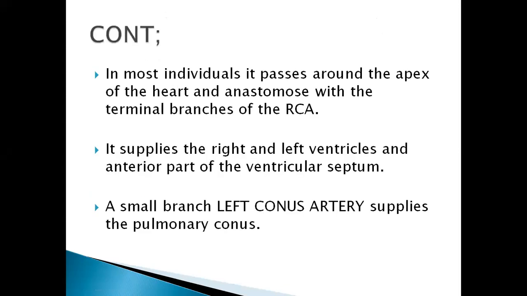In most of the individuals, it passes around the apex of the heart and anastomoses with the terminal branches of the right coronary artery. Let me repeat: in one third of people, it ends at the apex of the heart, but in most individuals, it reaches the apex and then anastomoses with the terminal branches of the right coronary artery. Now the left anterior descending artery supplies the right and left ventricles and the anterior part of the ventricular septum.